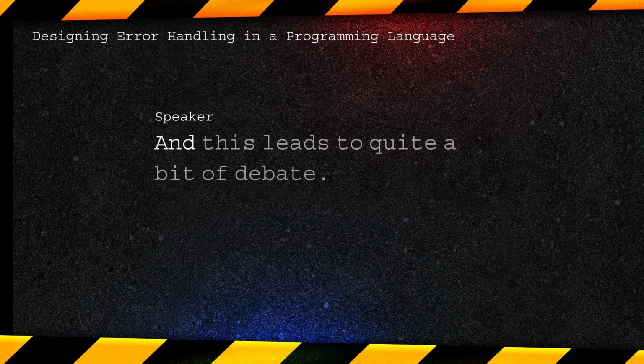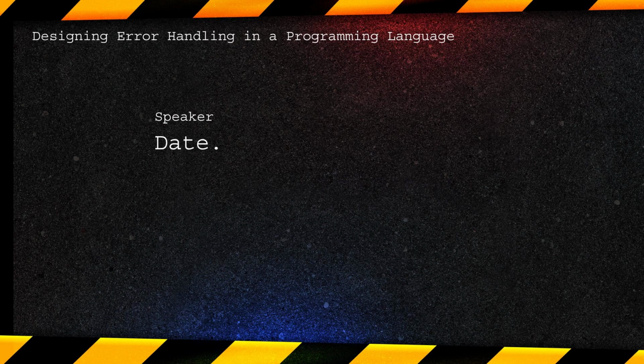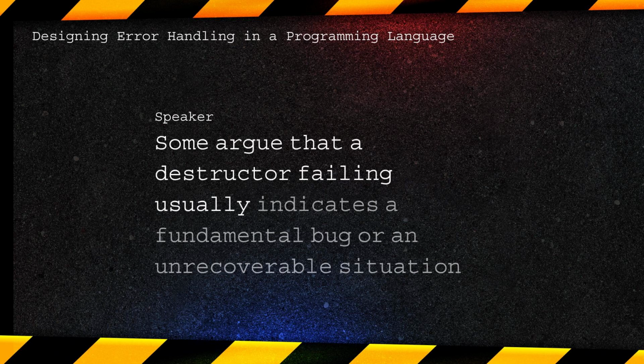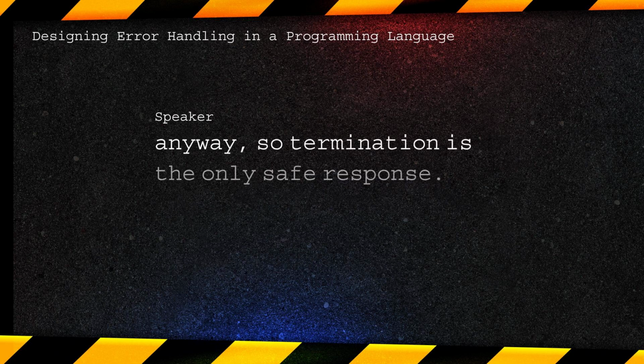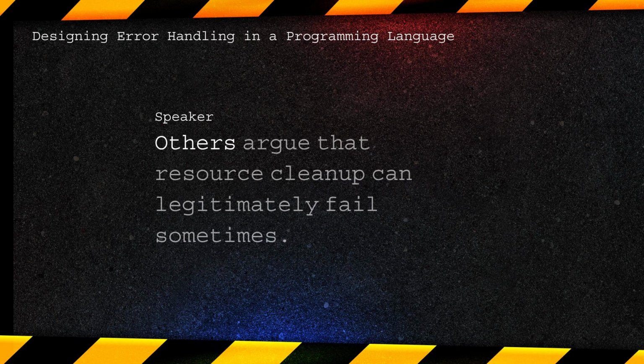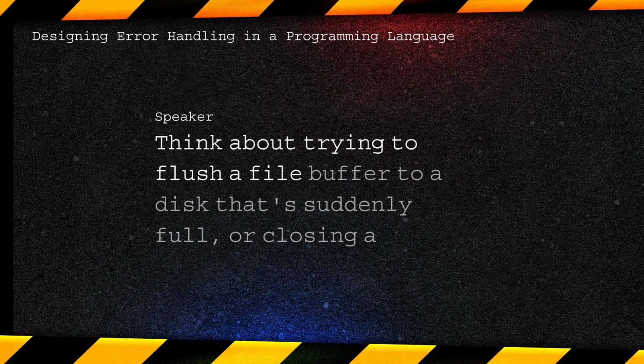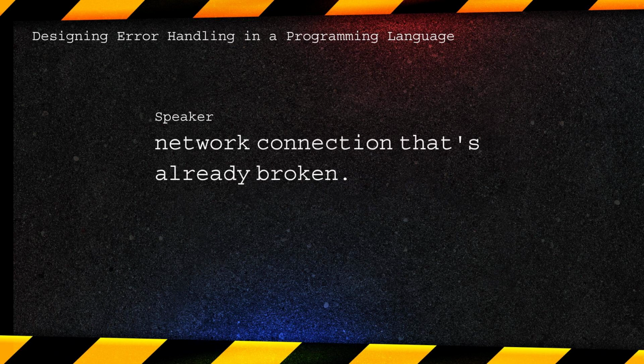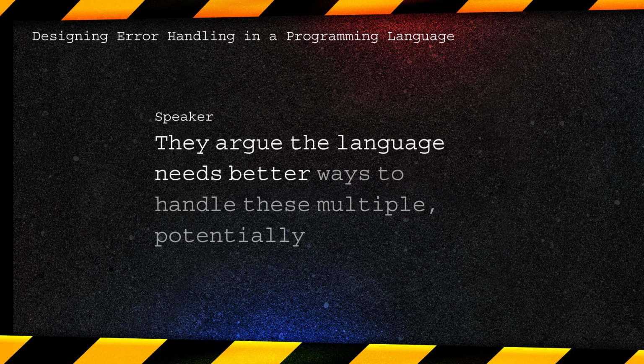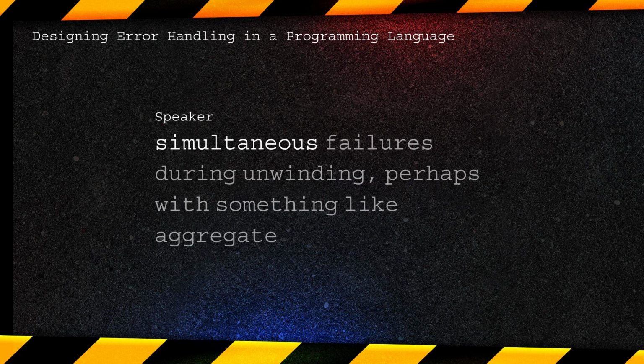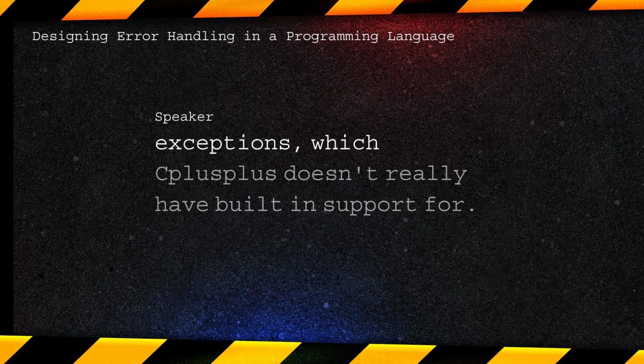Pretty much. And this leads to quite a bit of debate. Some argue that a destructor failing usually indicates a fundamental bug or an unrecoverable situation anyway, so termination is the only safe response. Others argue that resource cleanup can legitimately fail sometimes, think about trying to flush a file buffer to a disk that's suddenly full, or closing a network connection that's already broken. They argue the language needs better ways to handle these multiple, potentially simultaneous failures during unwinding, perhaps with something like aggregate exceptions, which C++ doesn't really have built-in support for.